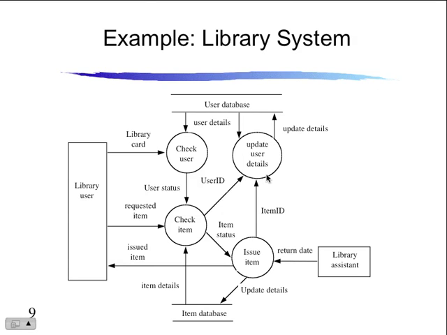And then from the check item, we have the user ID that's coming up here from the item issue. We have the item ID coming up here. So we can update the user details to say, on this particular date, and here's the return date, user XYZ requested to borrow this book, user database design, and it's due back on this particular date.